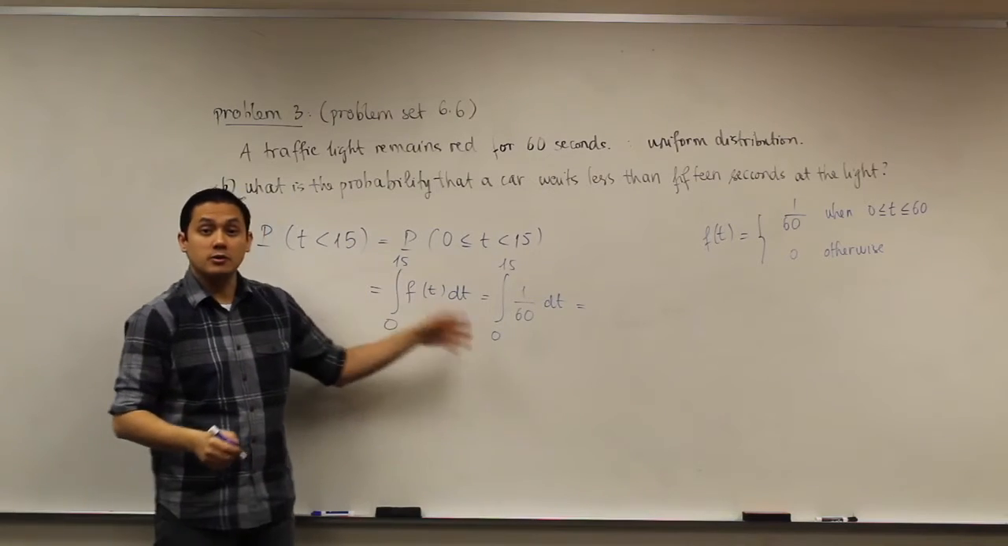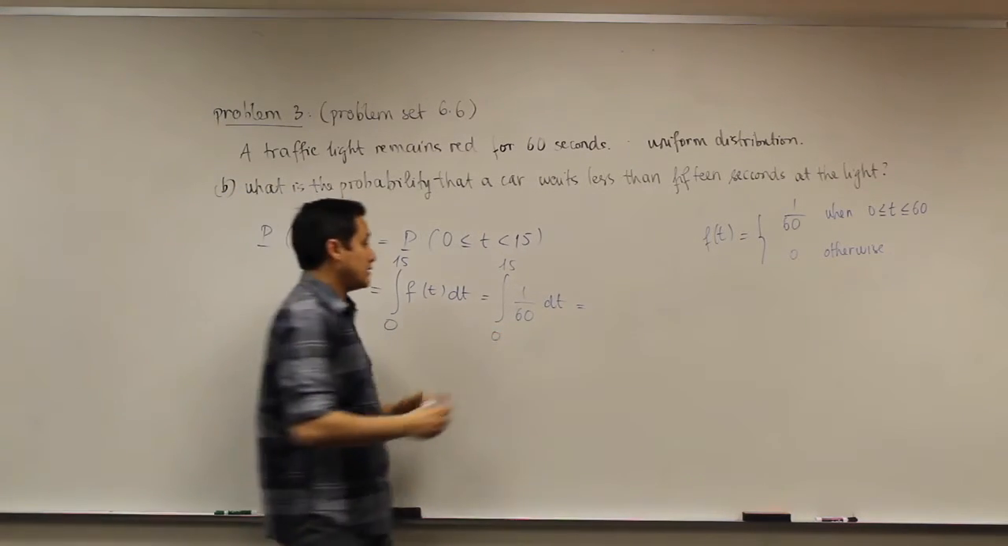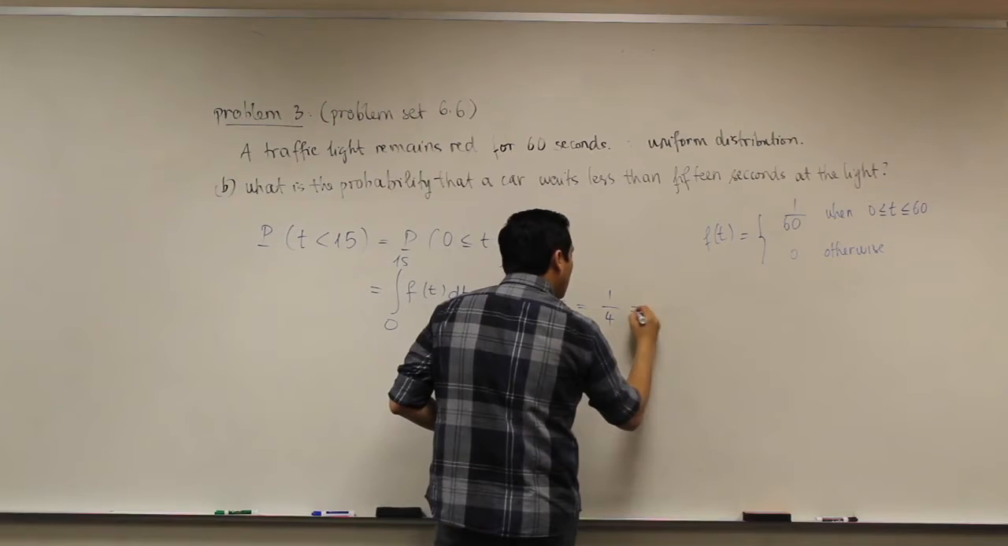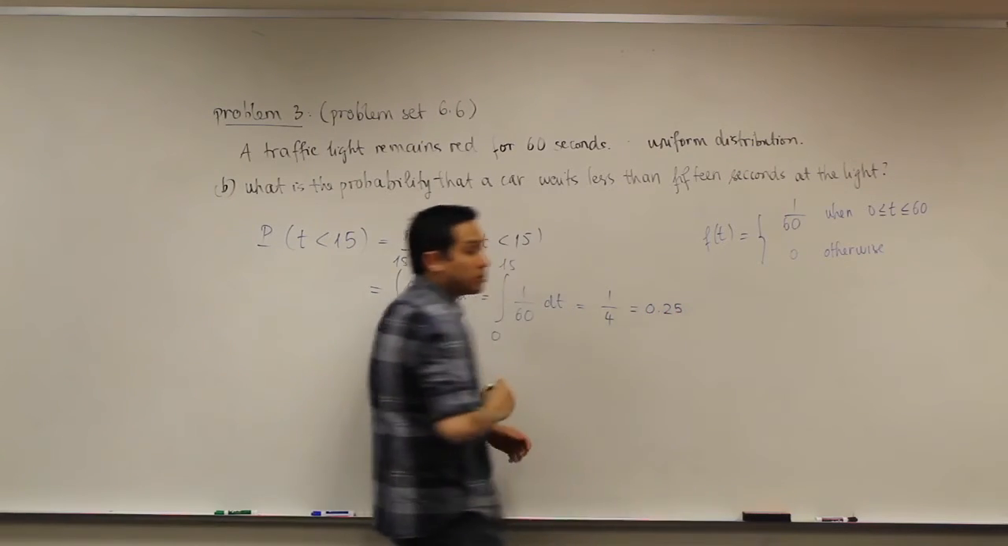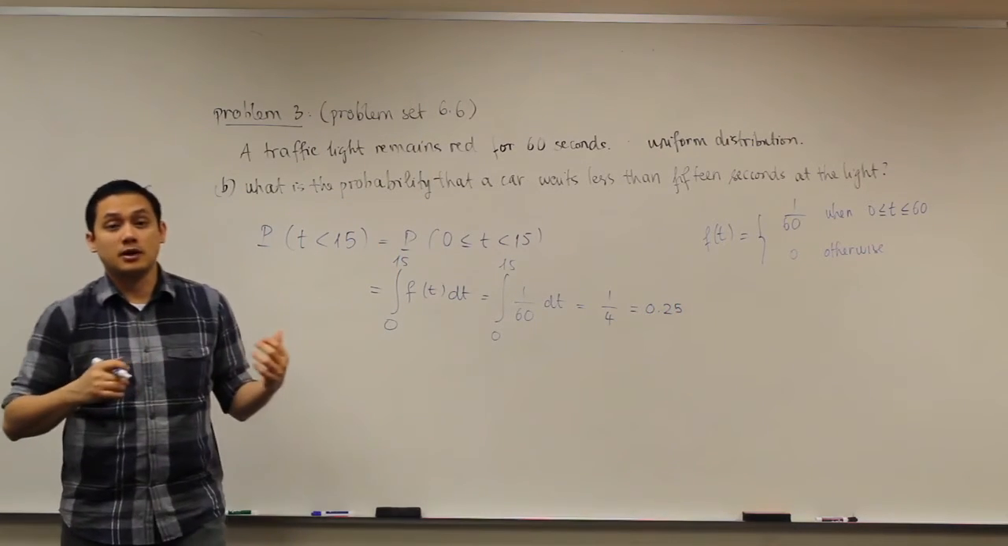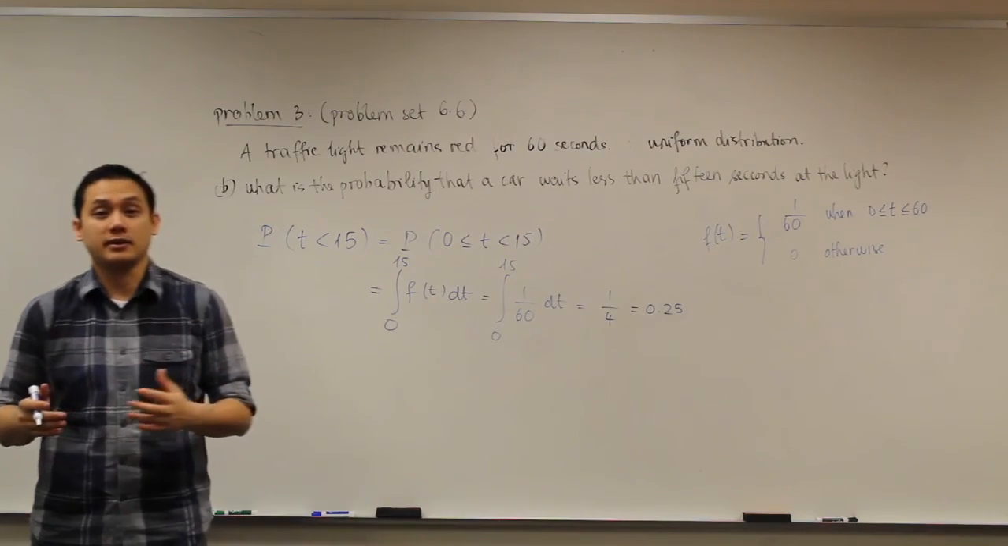And once again, if you use the calculator, you'll be able to get this as 1 over 4 or 0.25 for the probability. So this is problem 3. Please let me know if you have any questions.